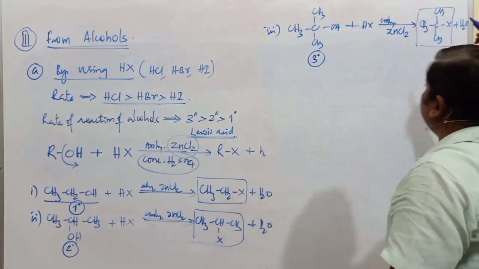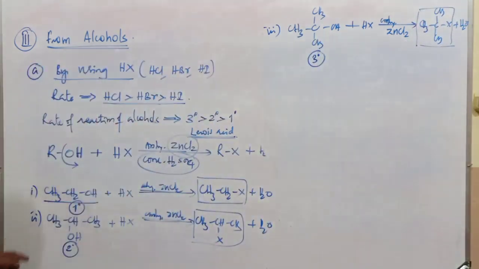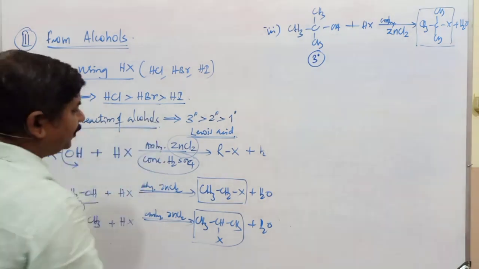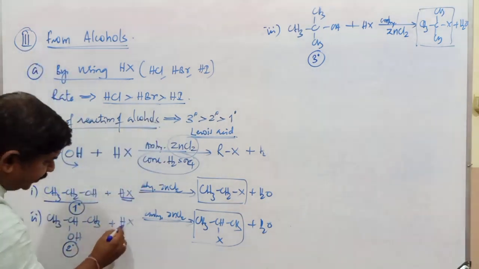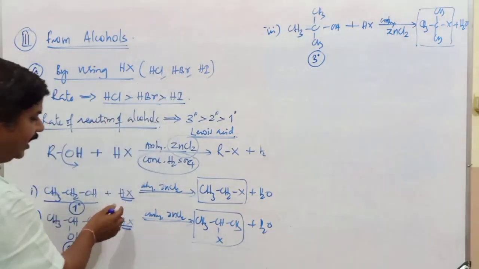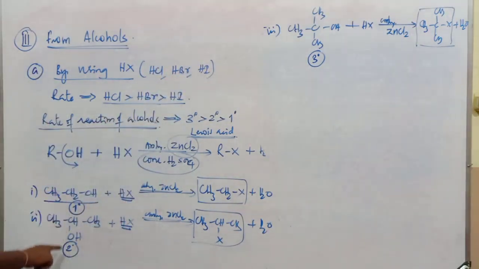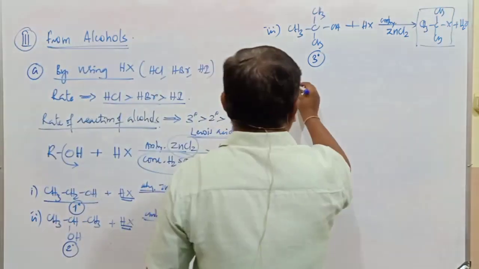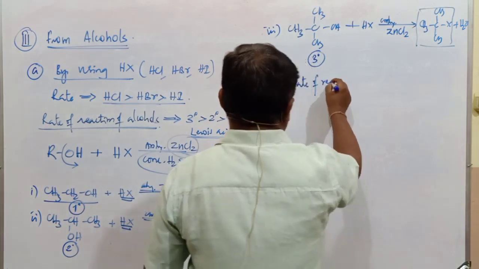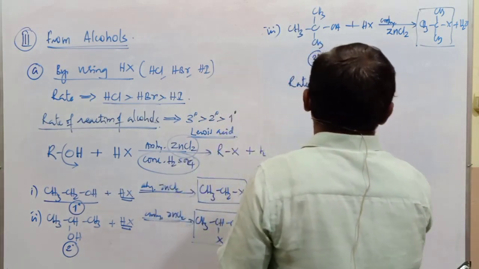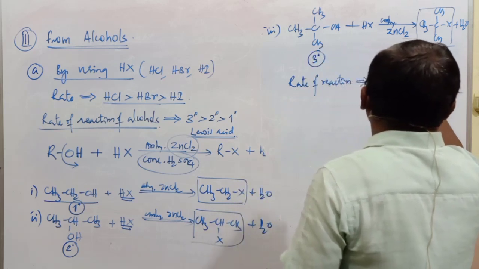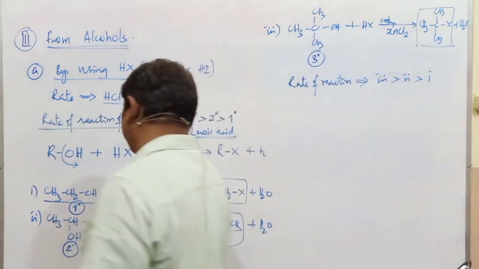But the question is, out of these three reactions, first, second and third, which reaction takes place at a faster rate? Already I mentioned the rate of reaction depends upon the nature of the alcohol. Here it does not depend upon the HX because we have considered the same hydrogen halide. It only depends upon the type of alcohol: primary, secondary or tertiary. So the rate of reaction for the third one is highly reactive compared to the second one, which is highly reactive compared to the first one.